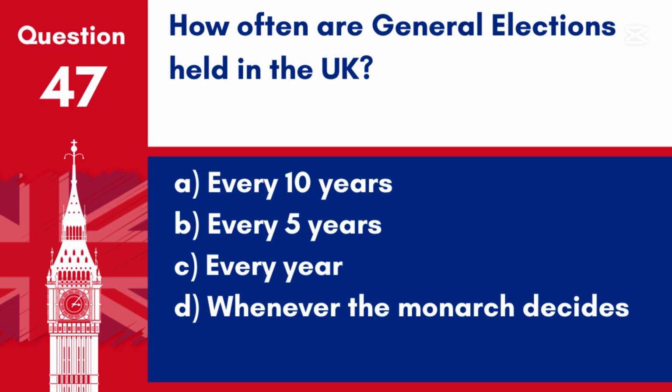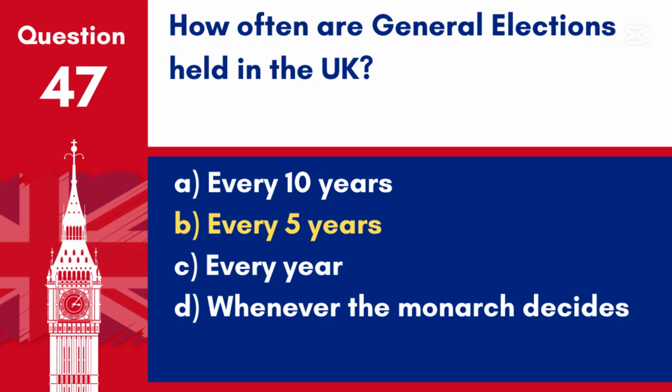Question 47. How often are general elections held in the UK? A. Every 10 years. B. Every 5 years. C. Every year. D. Whenever the monarch decides. Answer: B. Every 5 years.